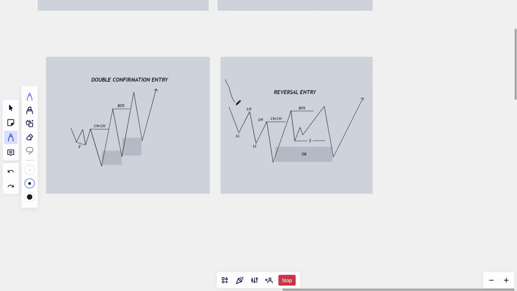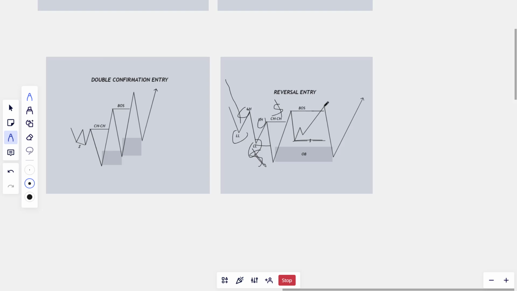So price was coming down, creating lower lows and lower highs, lower lows and lower highs, and then price purged through these old lows, boom, and then gave us a break of structure, boom. And then after that break of structure, we know that an inducement or a short-term liquidity low would be right here. And then price comes back up, gives us a break of structure.